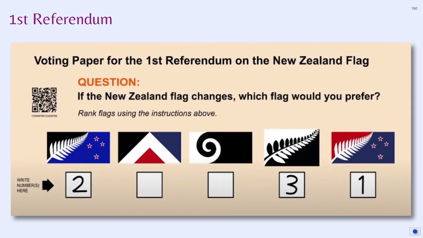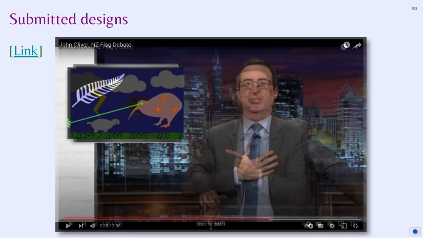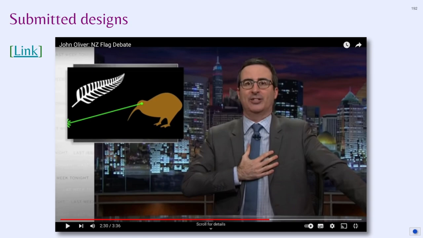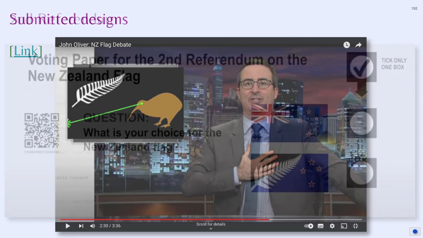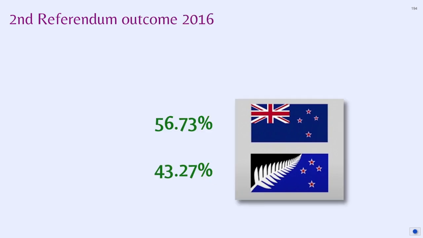So this is how it worked. Five final designs were chosen for a referendum in 2015. This is the five designs. John Oliver was very amused by some of the entries which didn't quite make the shortlist. Here he is pledging allegiance to this one. Quite like. Then a second referendum was held in 2016 to pick between the existing flag and the people's favourite redesign. But it turns out the nation didn't really want a new flag after all. A close and divisive 2016 referendum result, if you can imagine that.